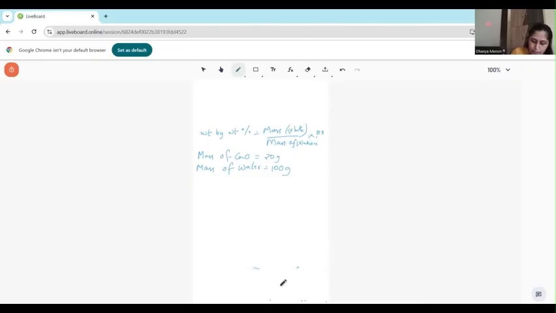It is 20 grams, so weight by weight percentage is mass of solute, that is calcium oxide, 20, over. We only have the mass of water. How do we know the mass of the solution? We add the mass of the solute and the solvent, which is 100 plus 20. That makes the solution, because it's not solvent, it's solution, times 100. So 20 by 120 times 100 is equal to 16.66%.